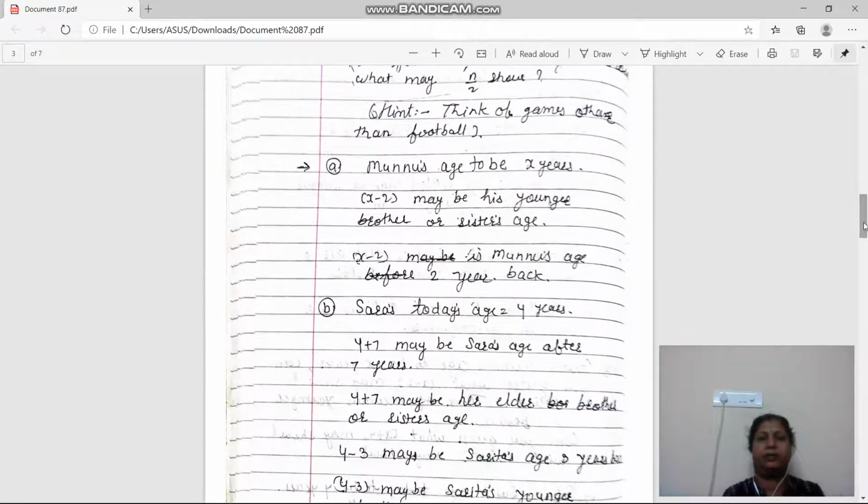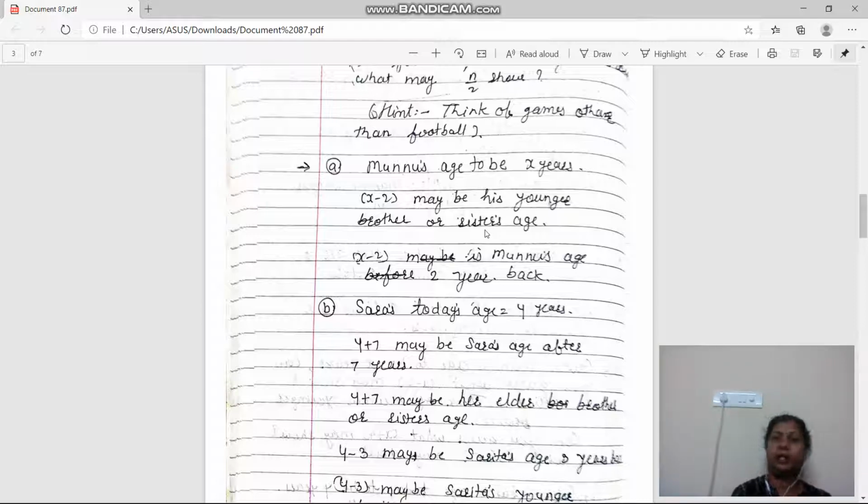See here, I have written if Munnu's age is x years. So there are two options. x minus 2 may be his younger brother or sister's age. Is it right? Because x minus 2 will not be his mother or father's age. It will not be his uncle or aunt's age, and 100% not his grandfather or grandmother's age. Then elder brother and elder sister, not possible. So it may be younger brother or sister.